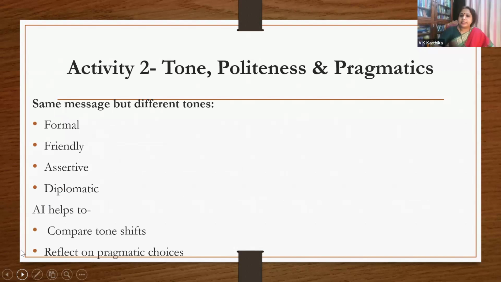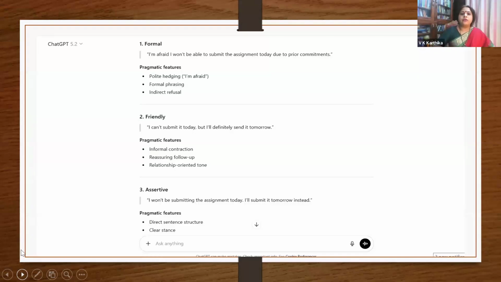So the second activity is for tone, politeness, and other pragmatic features. Same message but different tones. The prompts can be to say the same thing in different ways: formal, friendly, assertive, diplomatic. I can give them a statement and ask them to look at the different ways in which they can say it. Initially they do it on their own. Then the AI steps in and helps them compare tone shift and reflect on the pragmatic choices. "I'm afraid I won't be able to submit the assignment today due to prior commitments."